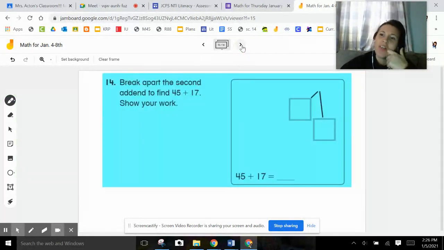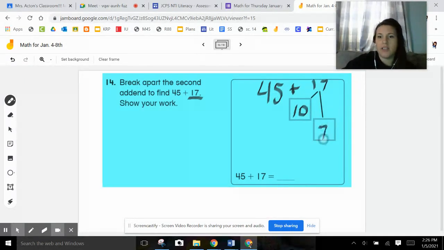All right, next one. This one is breaking apart numbers. It wants you to break apart the second addend, which is the number 17, to find 45 plus 17. So we're going to write 45 plus 17 up here. My number 17 is broken into a 10 and 7 ones. So that means I would take 45 and add 10 to it, which you know is just adding another 10 stick, which would make it from 45 to 55.